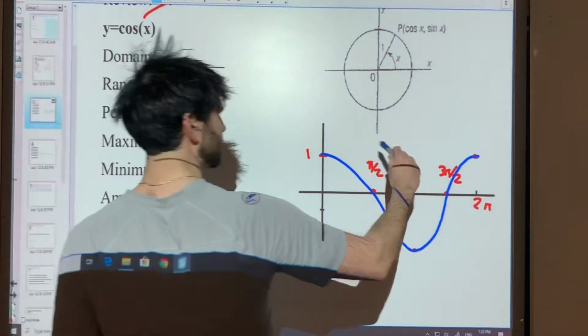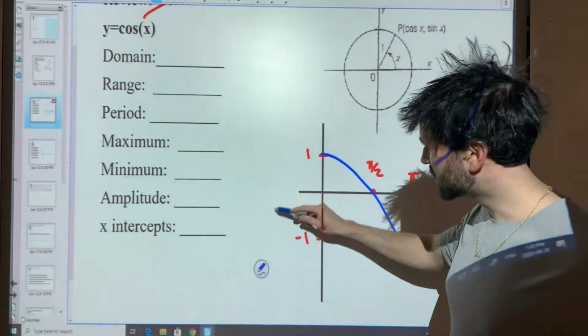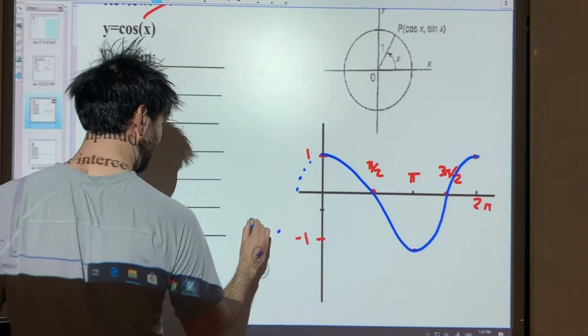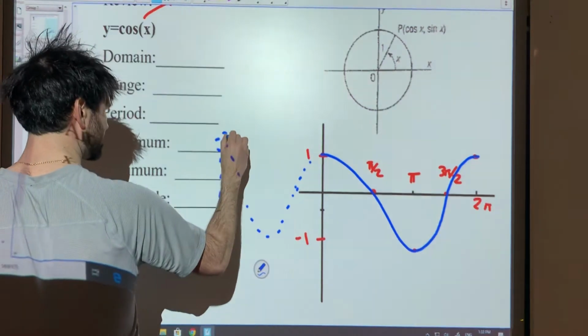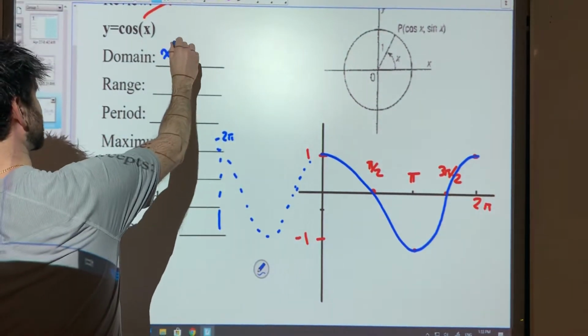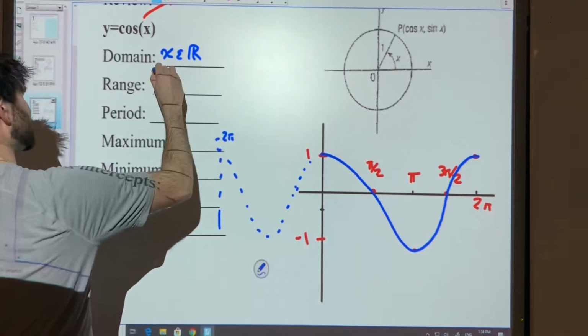And remember, we can keep going, so if we start using coterminal angles, we're going to get the same shape again. Okay, if we go backwards, we're going to get the same shape again. All right, maybe we can just do something like that, and then this would have been negative 2 pi. Okay, so let's start at the beginning. Domain, x element of the reals. The range, you're going to notice again, is still between negative 1 and 1.